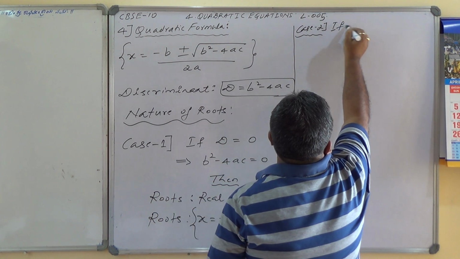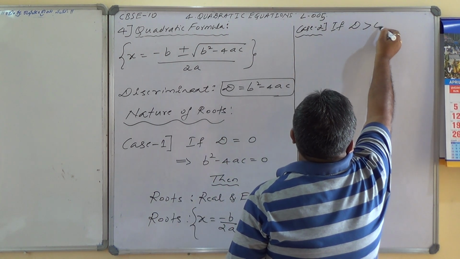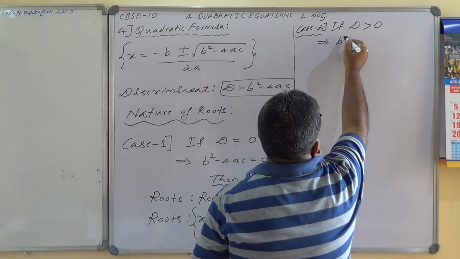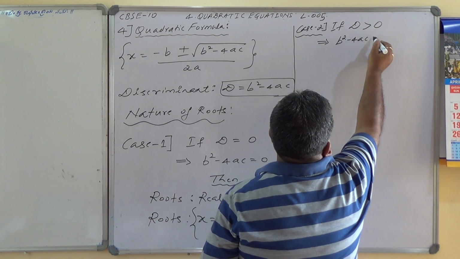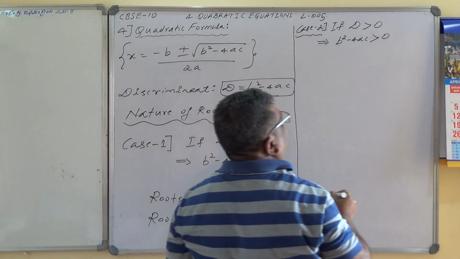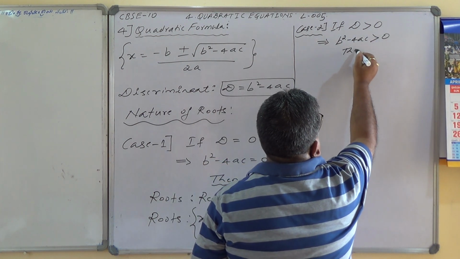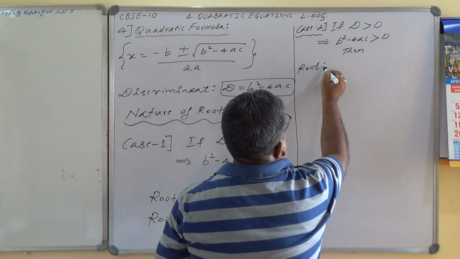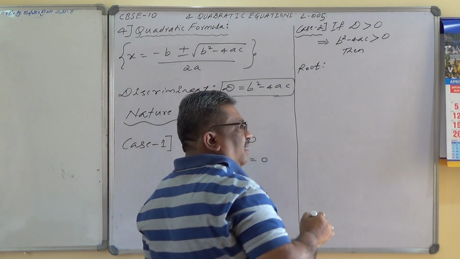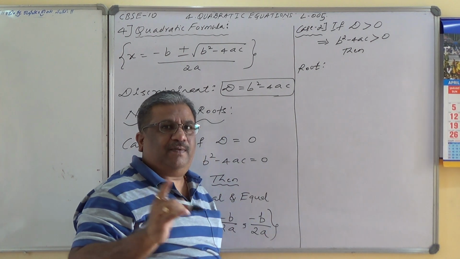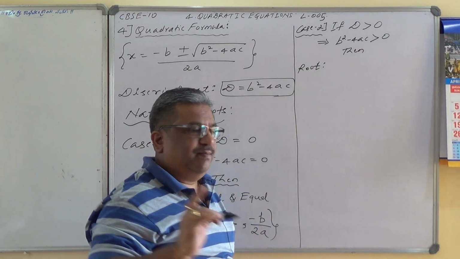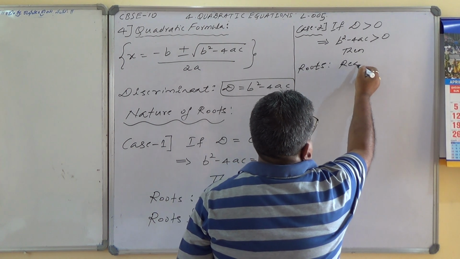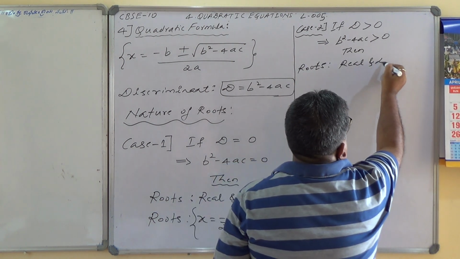If D is greater than 0, which implies b square minus 4ac is greater than 0, then what type of roots exist? Roots exist, meaning you can find the value of x in terms of real numbers. So roots exist which are real and distinct.